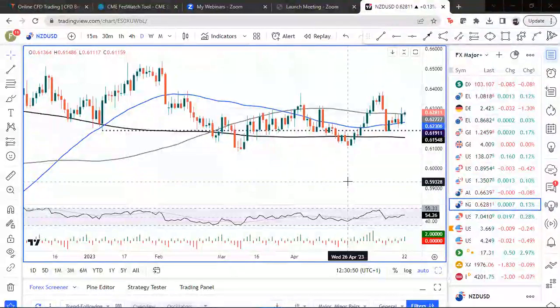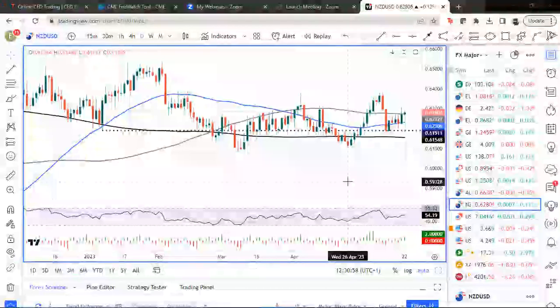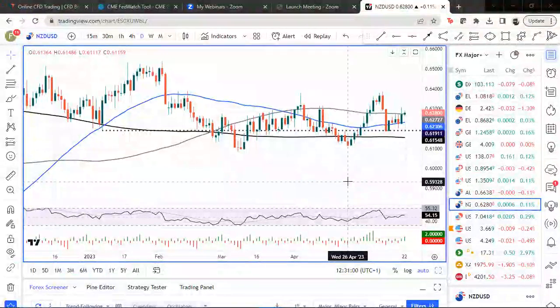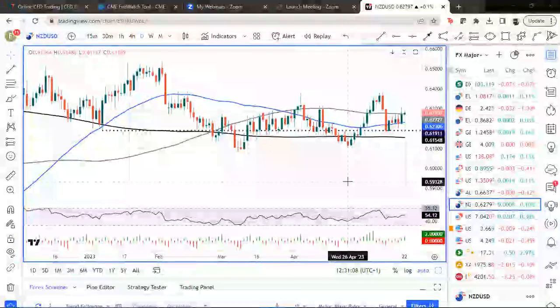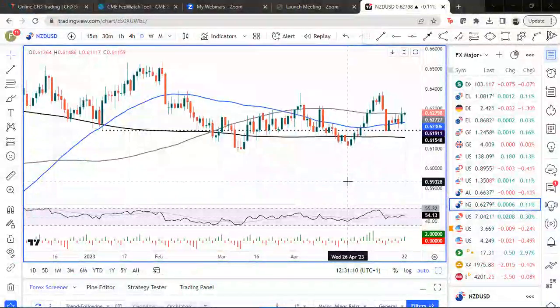Otherwise, yeah, the RBNZ are likely to continue their tightening cycle. Money market's really pricing in a 25 basis point hike. That takes the OCR, so the overnight cash rate, to 5.5%. That is the highest in the advanced nations, actually, and would be the 12th consecutive rate hike.